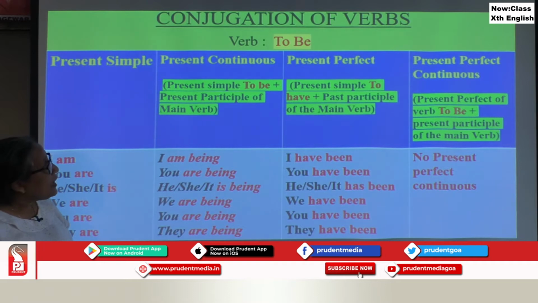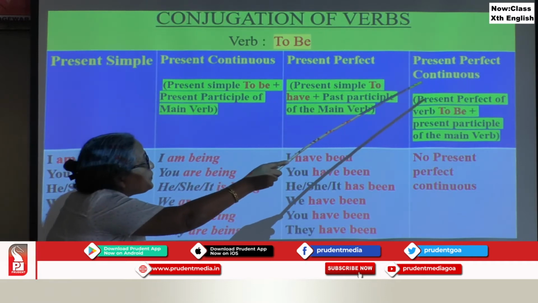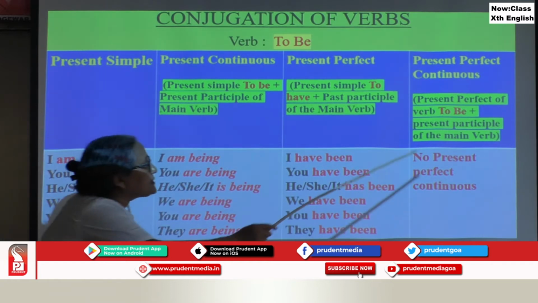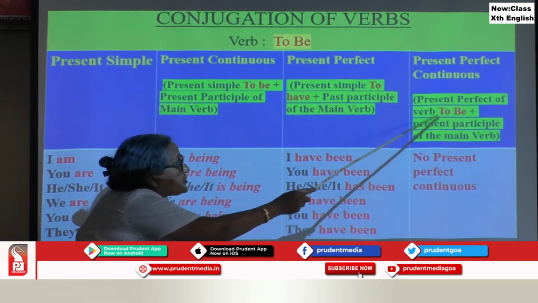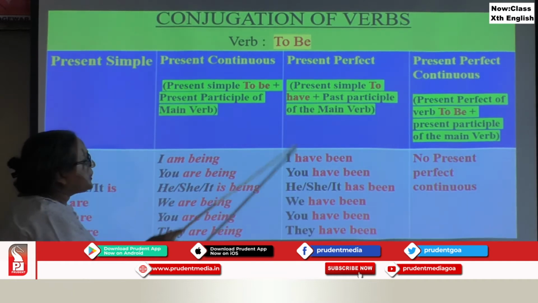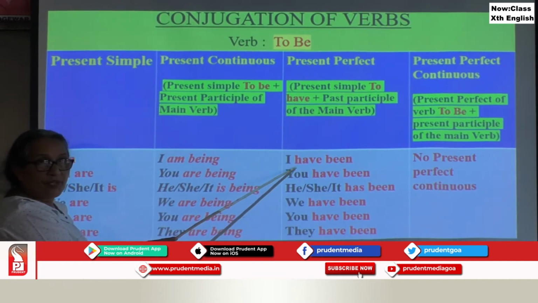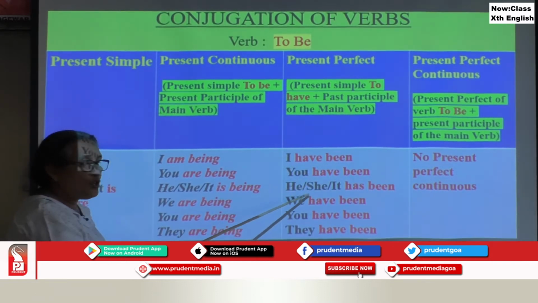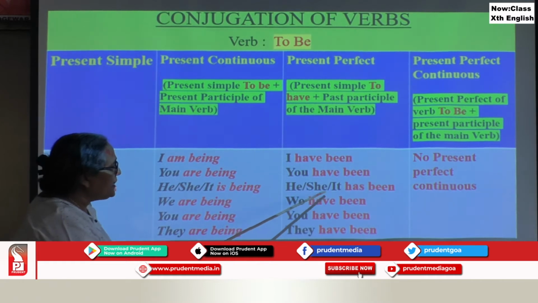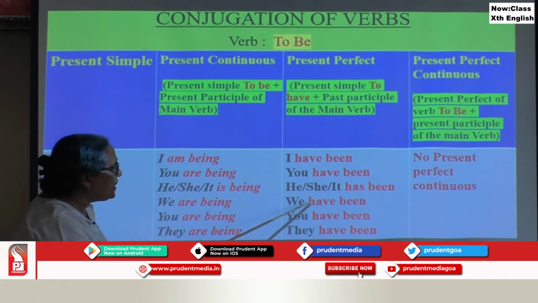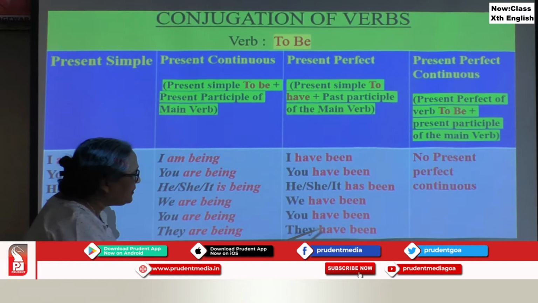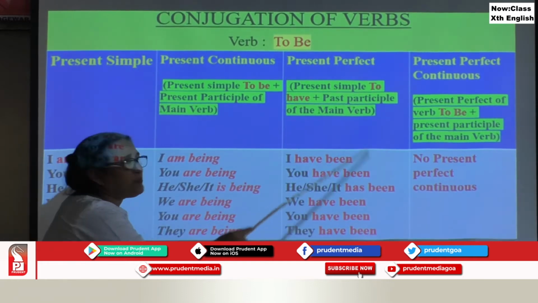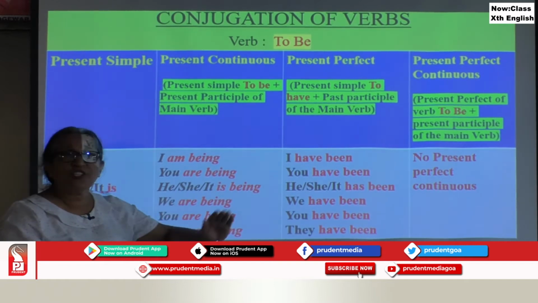Now, how do we get present perfect continuous? The formula I am explaining is: present perfect of verb to be. What is present perfect of verb to be? I have been, you have been, he, she, it has been, we have been, you have been, they have been. So we use the present perfect of verb to be to make present perfect continuous of any verb.